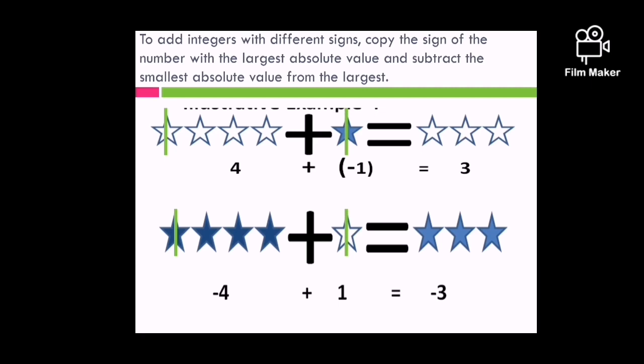Or applying the rules, the number with the largest absolute value has the sign negative, kasi yung sign ng 4 ay negative. So, pag minusin natin, 4 minus 1, that is 3. So, the answer is negative 3.